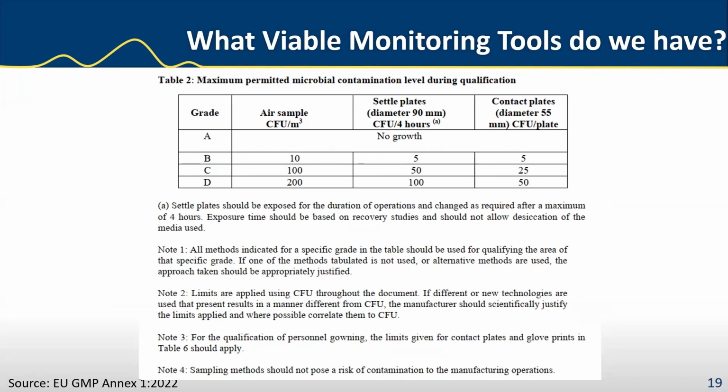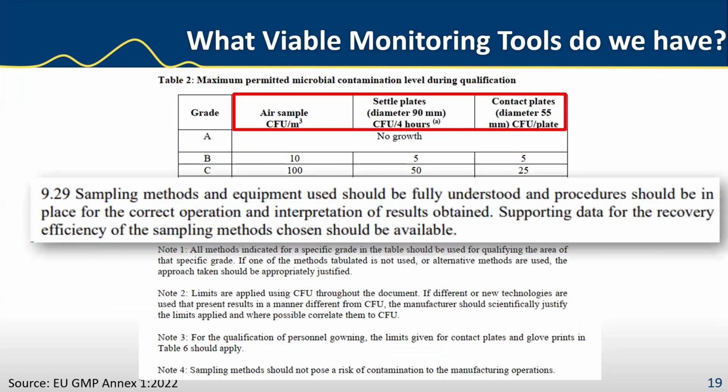way to monitor. And the tools that we have at the moment: we have the air sample settle plates, the active air samplers, and contact plates are used as well. So we do have these multiple tools. There's also another part in EU GMP Annex 1 that talks about using any new technologies, but also that you need to understand the procedures that you're using, what results you're getting, and the efficiency of the sampling methods.